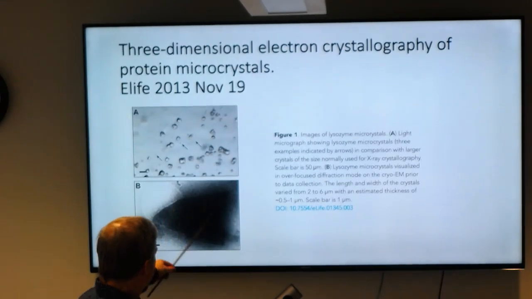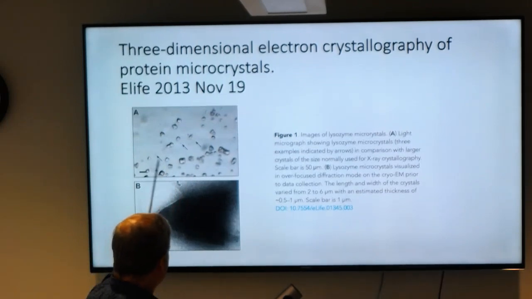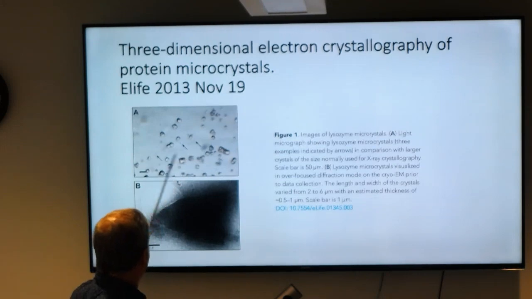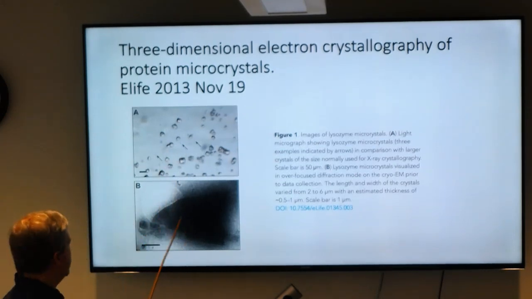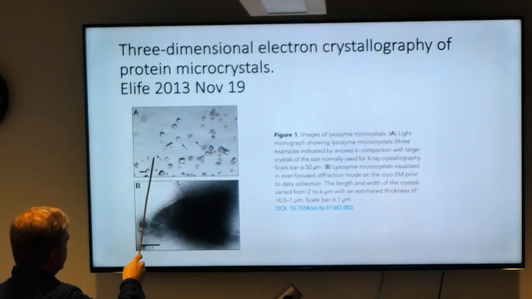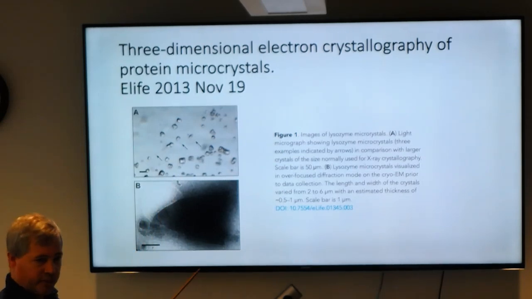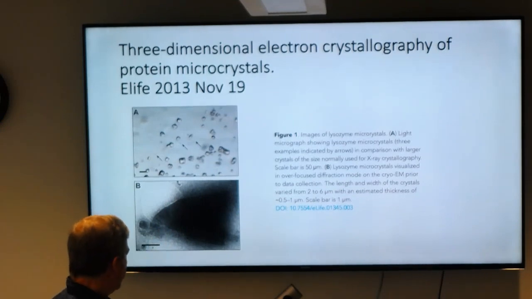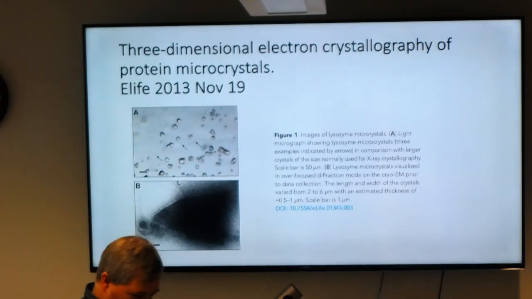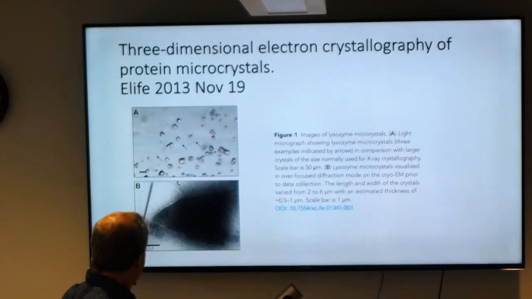This is from the original paper where they did it. These are what the crystals look like by eye. They were not imaging these crystals, which would be big enough for X-ray. These are the size of crystals that they're imaging by EM. And here this is what it looks like in the microscope. So this is 1 micron, and this is probably a 2 micron.